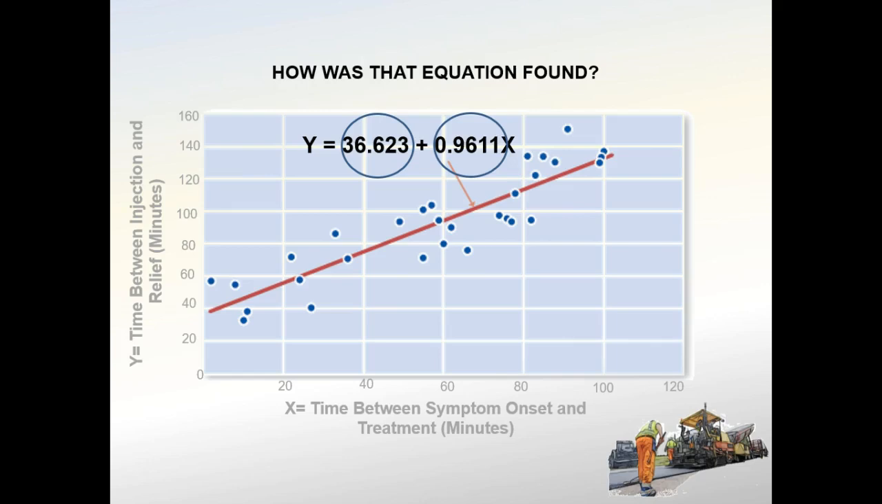The slope alone, b equals 0.9661, implies that for each additional minute the injection is delayed, there is slightly less than 1 minute more of a delay until the relief after the injection occurs.